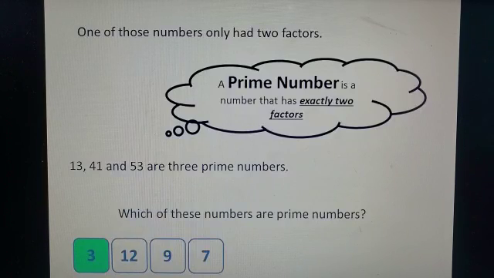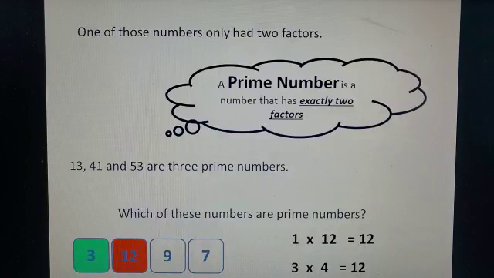Number 12. 1 times 12. And we know 12 is in our 3 and 4 times table. There's more than 2 factors of this number, so it's not a prime number.